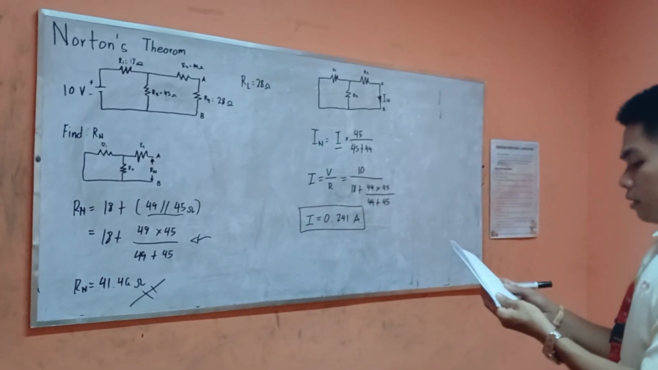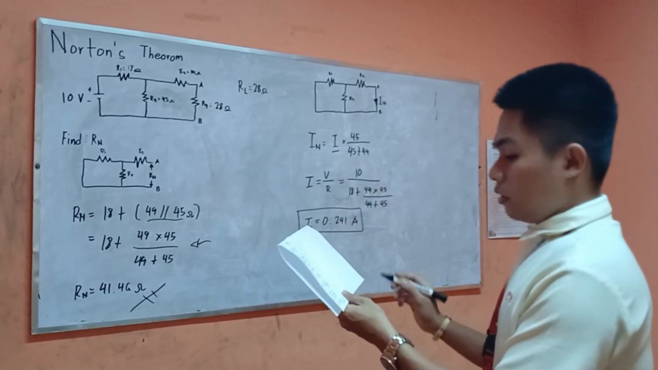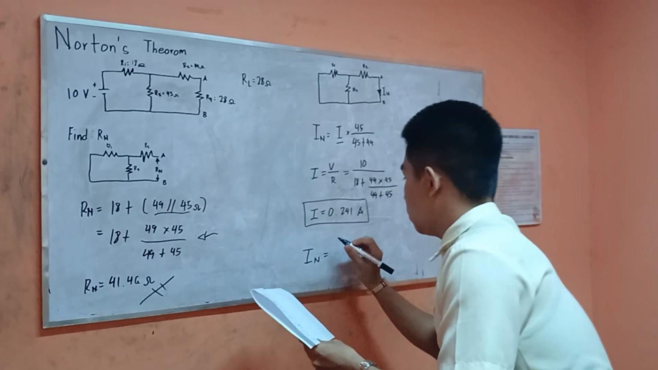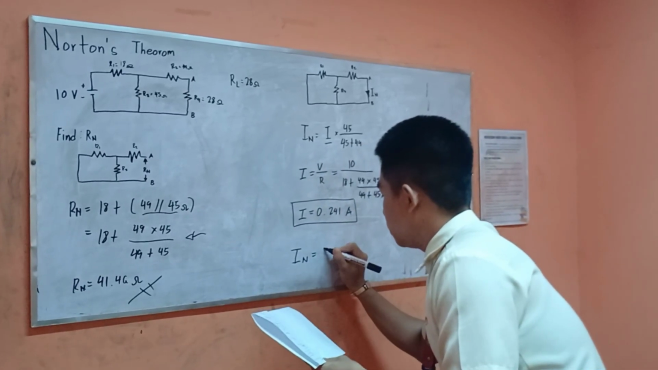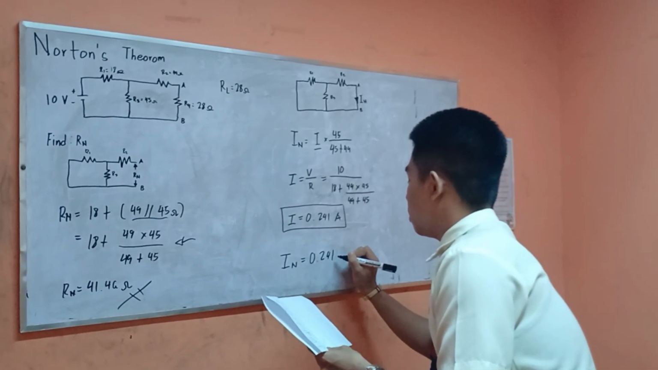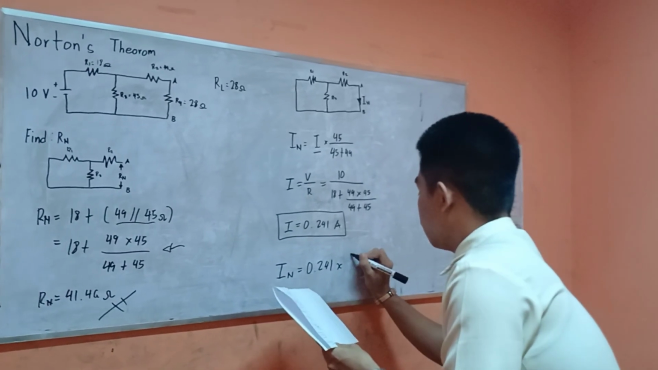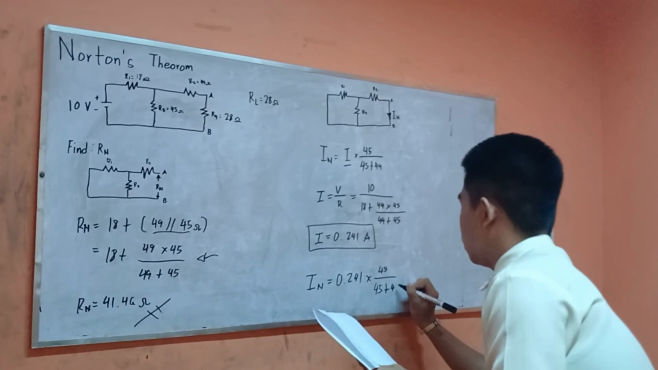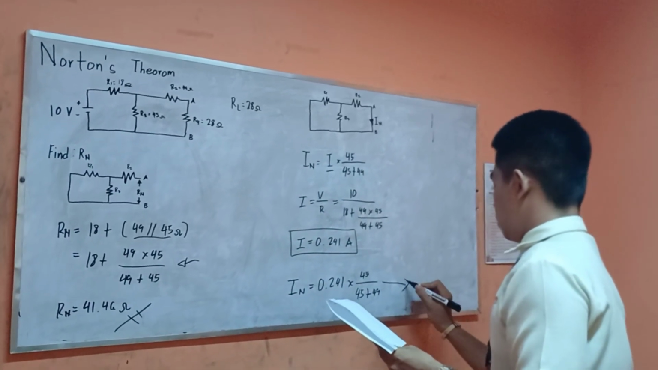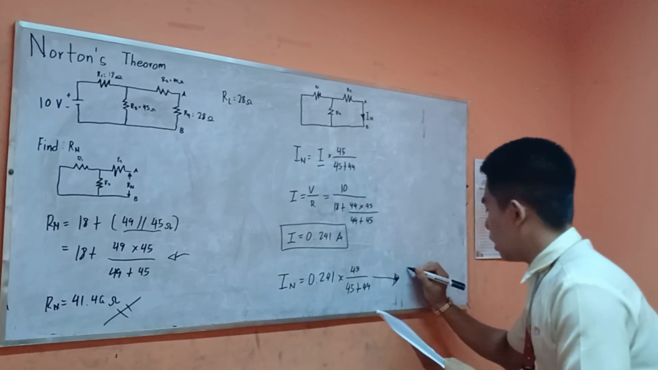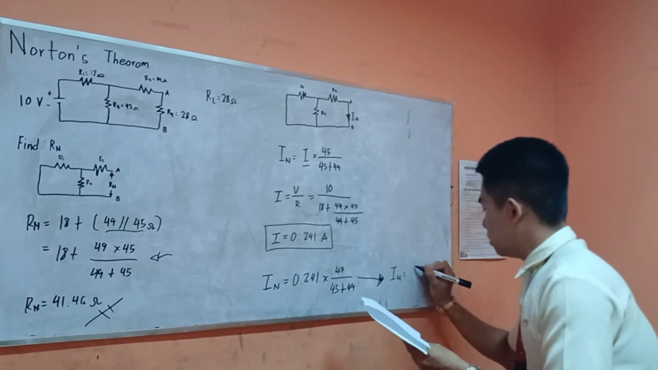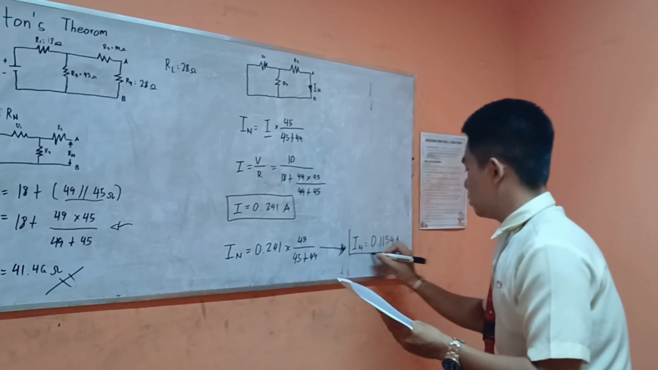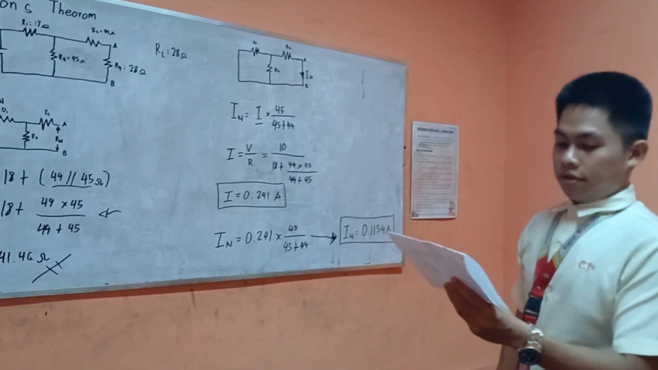That is our current. Now we need to solve for Norton's current, which is IN is equal to our current, 0.241, times 45 over 45 plus 49, which gives IN equal to 0.1154 amps. That is our Norton's current.